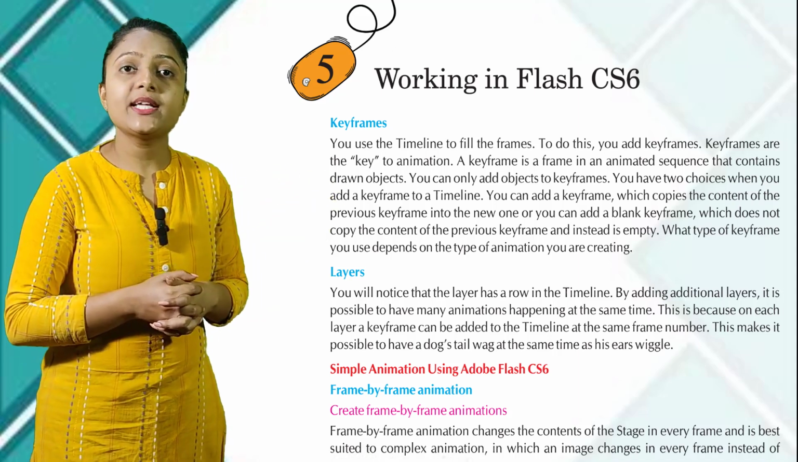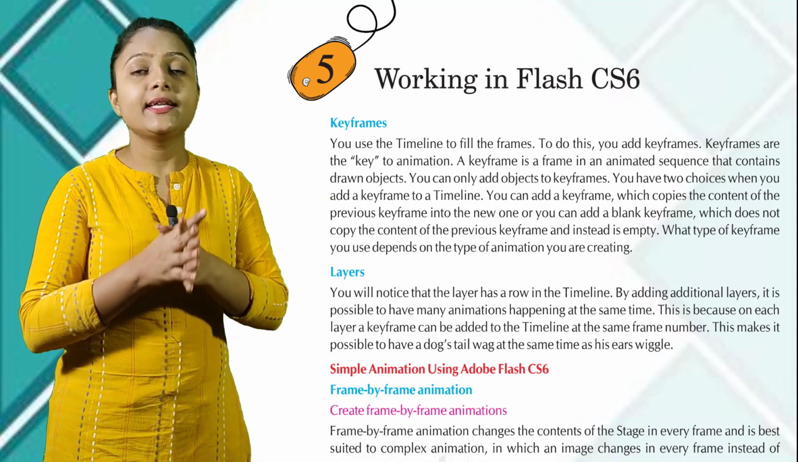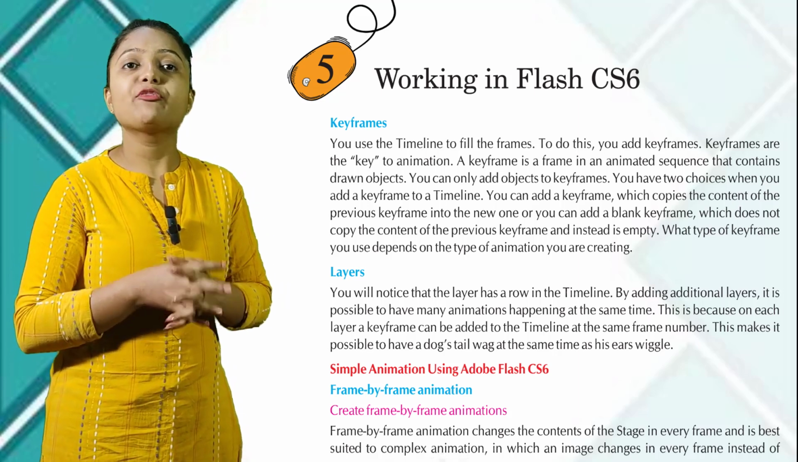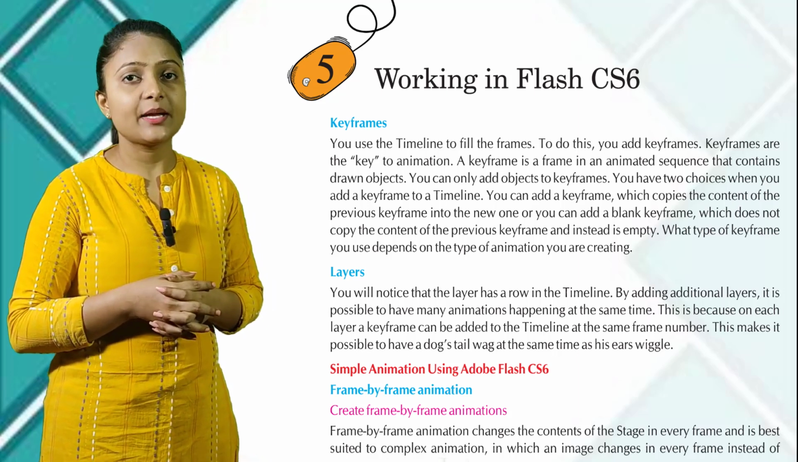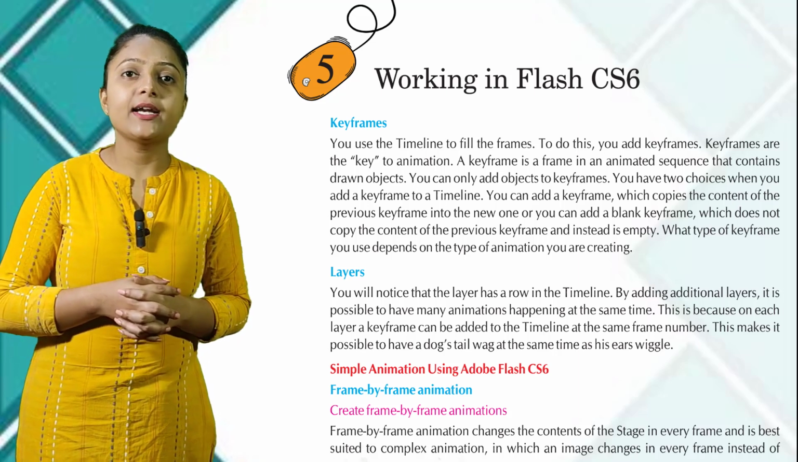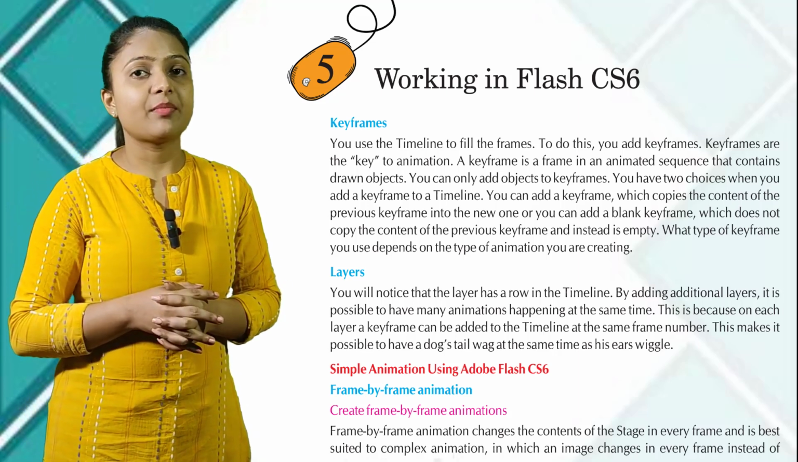Layers. You will notice that each layer has a row in the timeline. By adding additional layers, it is possible to have many animations happening at the same time. This is because on each layer, a keyframe can be added to the timeline at the same frame number.